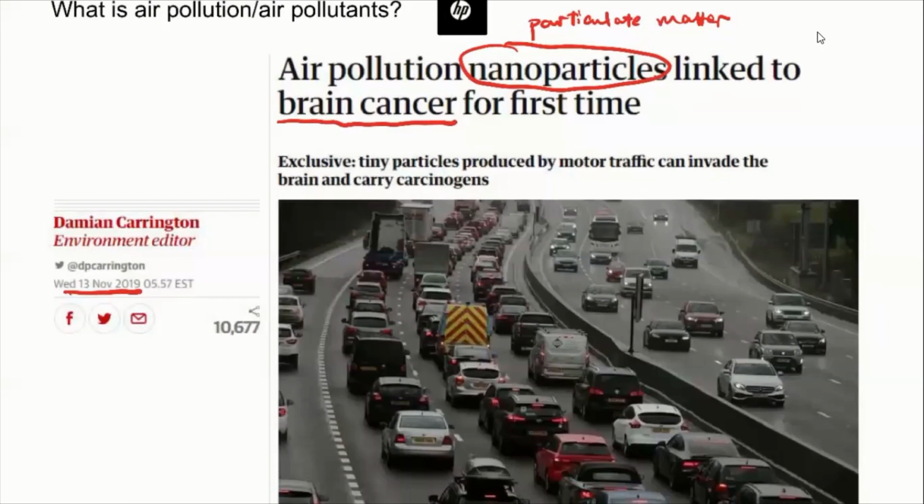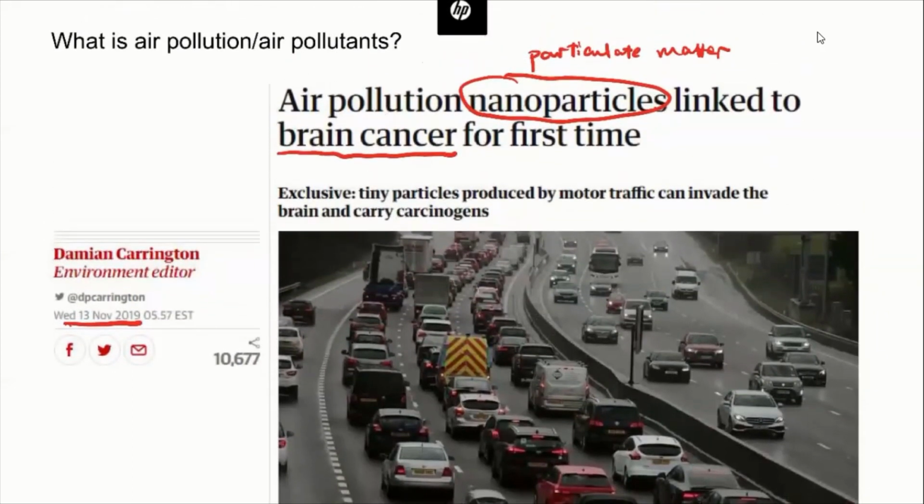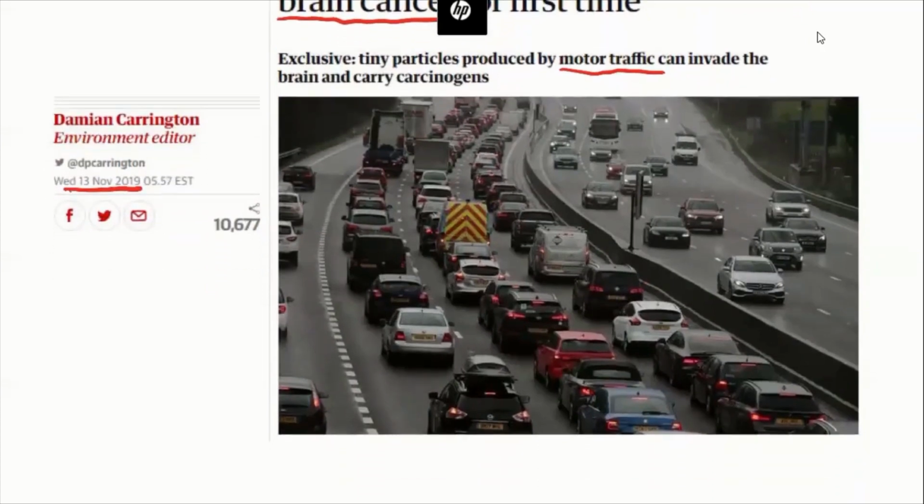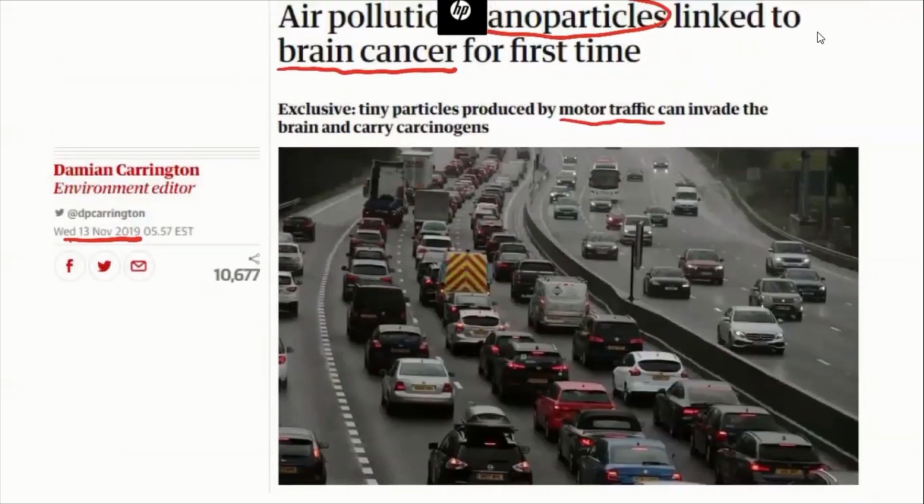All right, so what it's saying is that tiny particles produced by motor traffic, let's say car engines, can invade the brain and carry carcinogens. So basically, if we inhale them, they can penetrate through our cell membranes and lead to some very negative health effects, for example, brain cancer. And we know that for these particulates, the most direct way is to deposit onto our respiratory system, let's say lungs, right, and cause allergies or asthma. So this is a very active area regarding air pollutants.